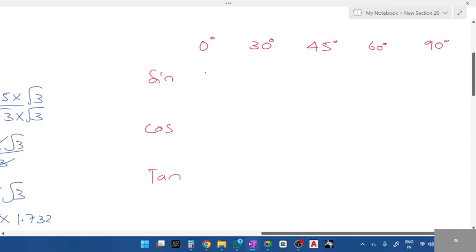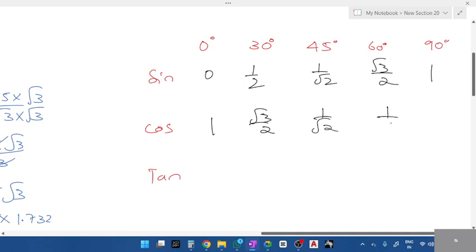Fine. Tell me the first value for sine, students. What are the values you have to memorize for sine? 0, half, 1 by root 2, root 3 by 2 and 1. What about cos? Can you tell me the value for cos? It should be the opposite. Root 3 by 2, 1 by root 2, half and 0.